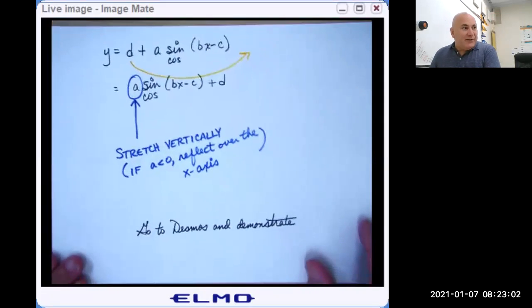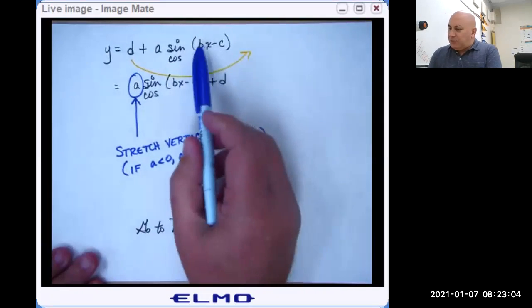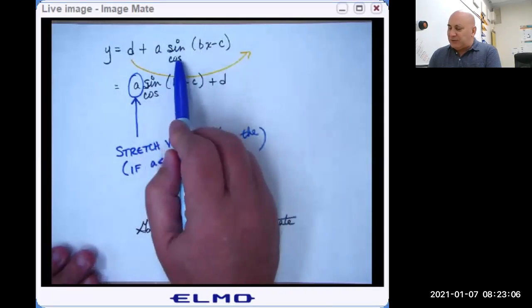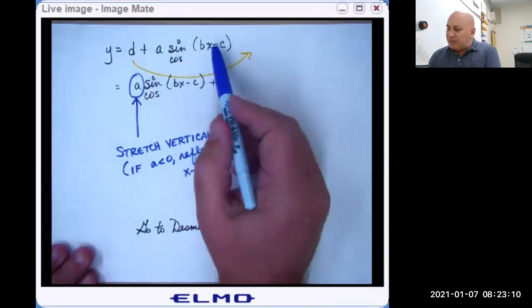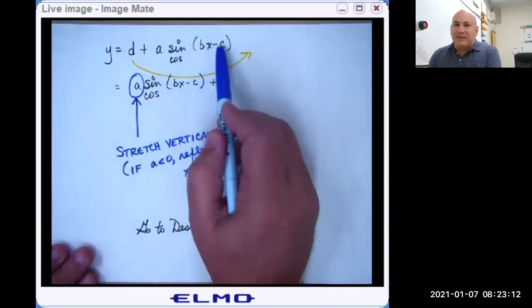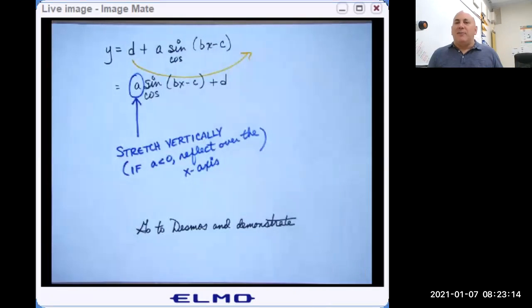Now, this book uses a times sine or cosine of bx minus c plus d. Other books use bx plus c. That gets all my formulas mixed up. So I'm actually going to show you a different way to remember some things. I think it'll be helpful.